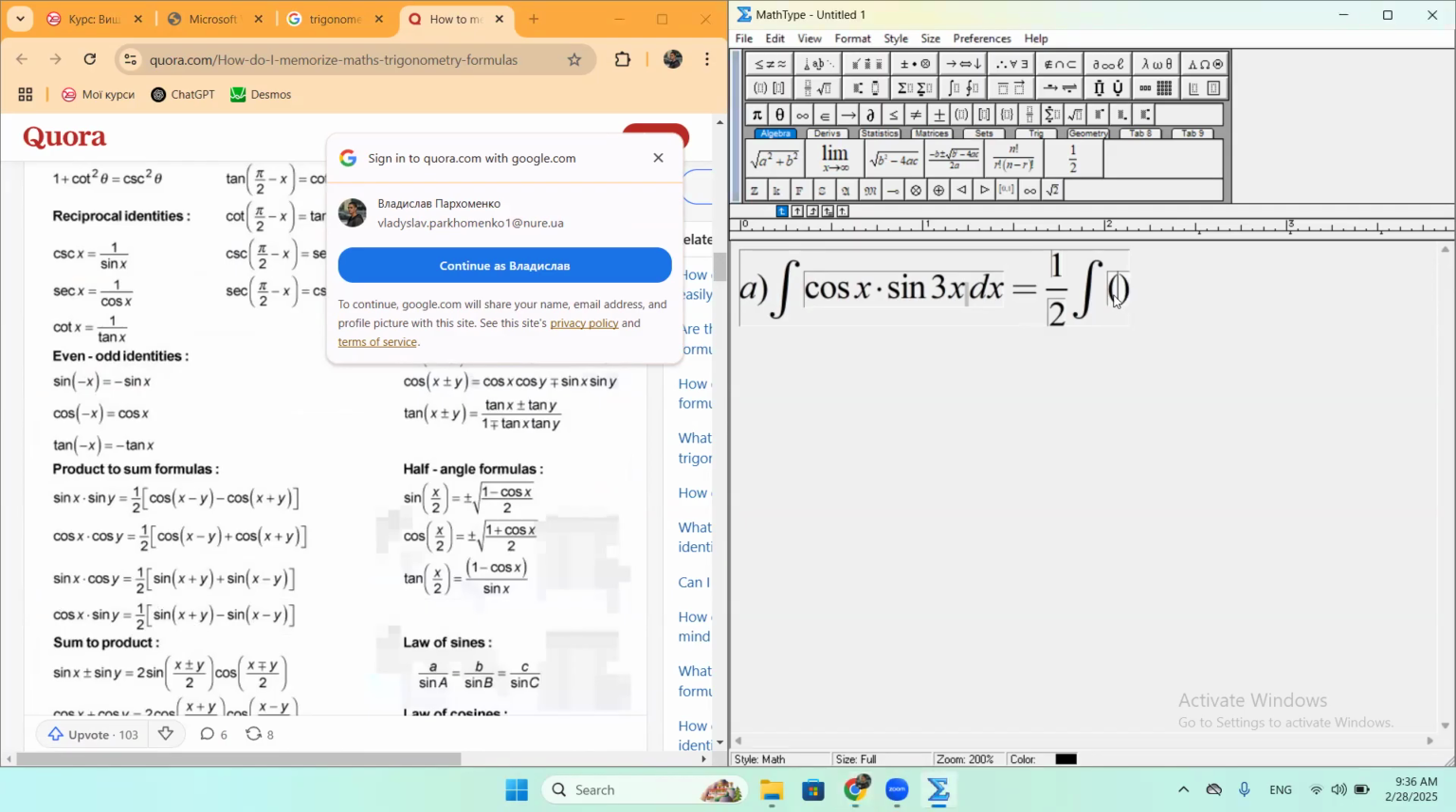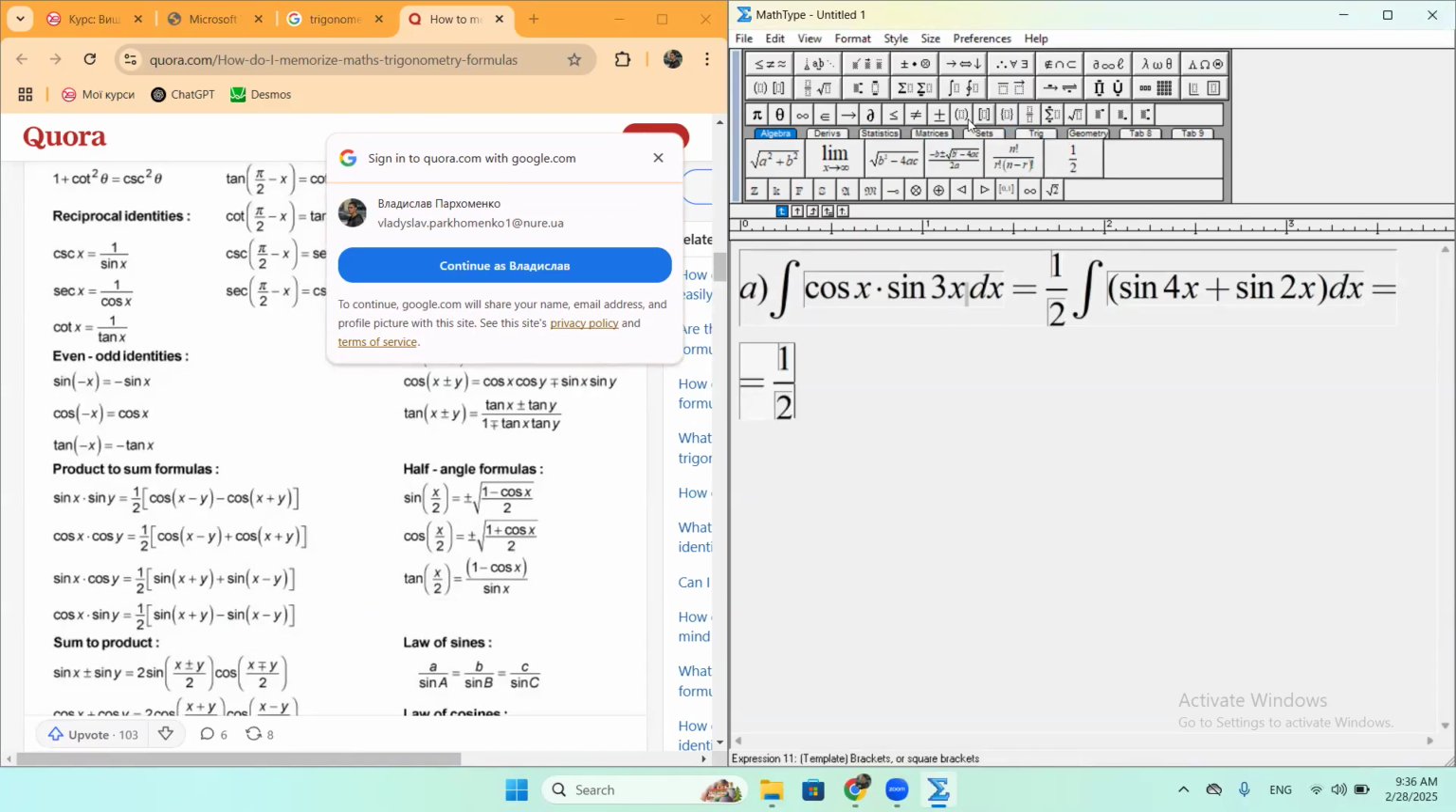So in this case, what do we have? Sine of 4x. And let's be careful with signs. In this case, y is 3x. So minus sine of minus 2x, so plus sine of 2x dx. And now we know how to integrate such an expression. It's quite easy.